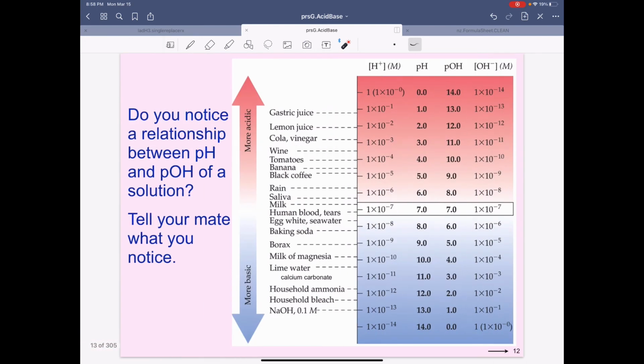Well, let's take a look at some common substances you're familiar with. Coffee is acidic with a pH of 5. Cola and vinegar, pH of 3-ish. You may have baking, well, certainly have baking soda at home. It's a little bit basic with a pH of 8. Notice when the pH is 8, the pOH is 6. When the pH is 3, the pOH is 11. You probably have some bleach at home with a pH of 12, and the pOH will be 2.